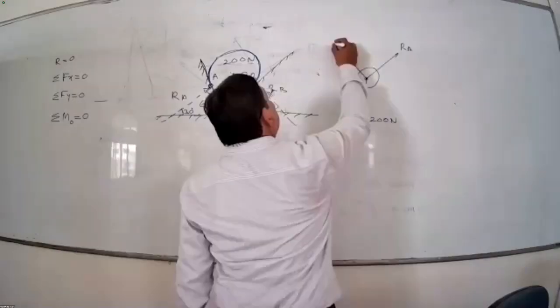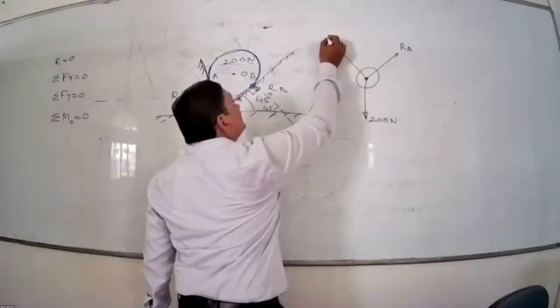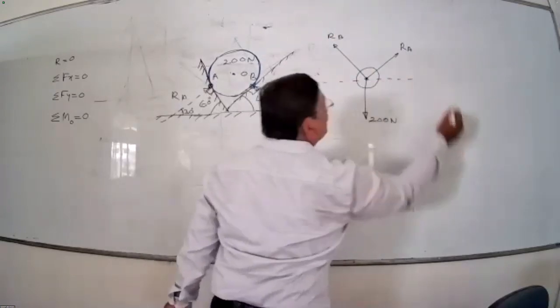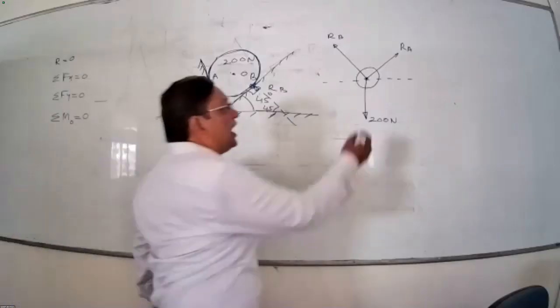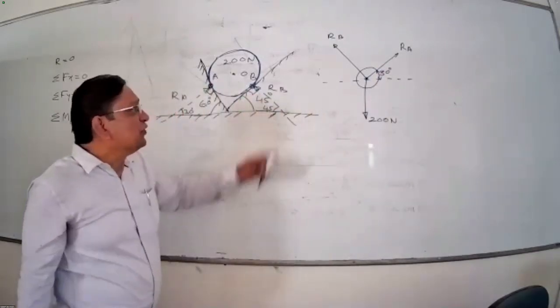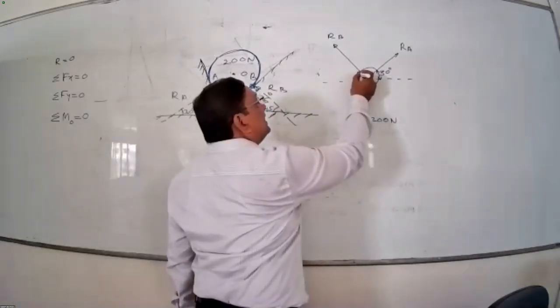This is RA. This will be RB. And don't forget to show the angles. This angle is 30. So RA is making an angle of 30 degrees here. This angle will be 30. RB is making 45 degrees. So this angle has to be 45 degrees.